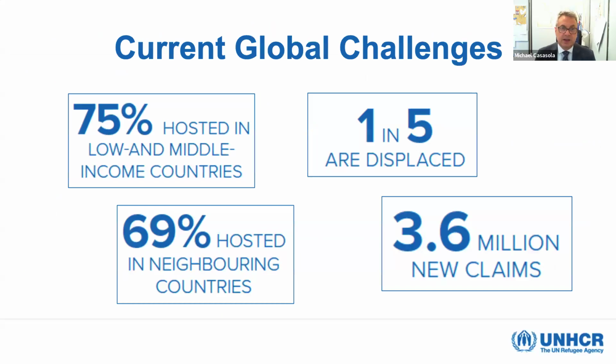Okay. Next slide, please. But what's key to keep in mind is that most of the 120 million refugees are hosted in low and middle income countries. And while there were some headlines last week about Canada being the fifth largest receiver of refugee claims or people seeking asylum, the truth is most refugees are in the countries bordering their home countries. So almost 70% are in neighboring countries.